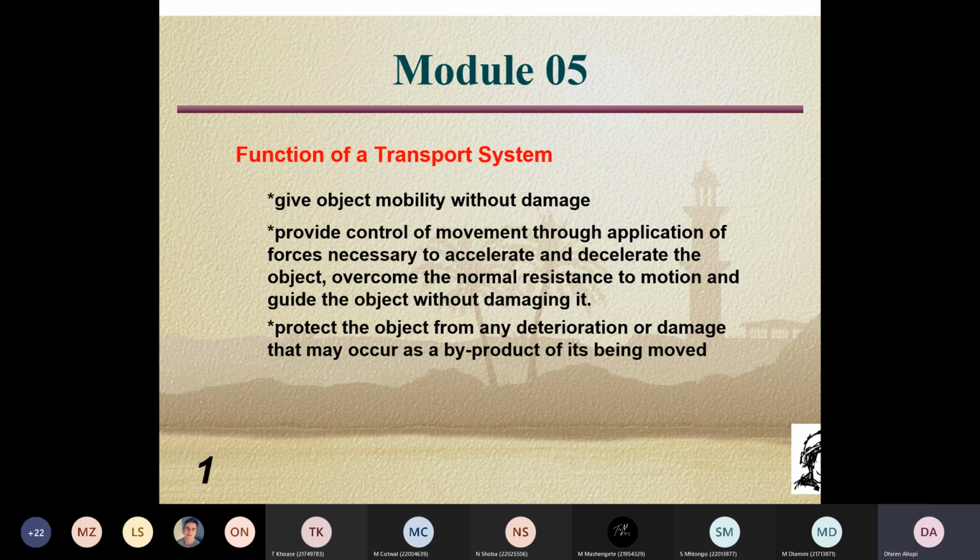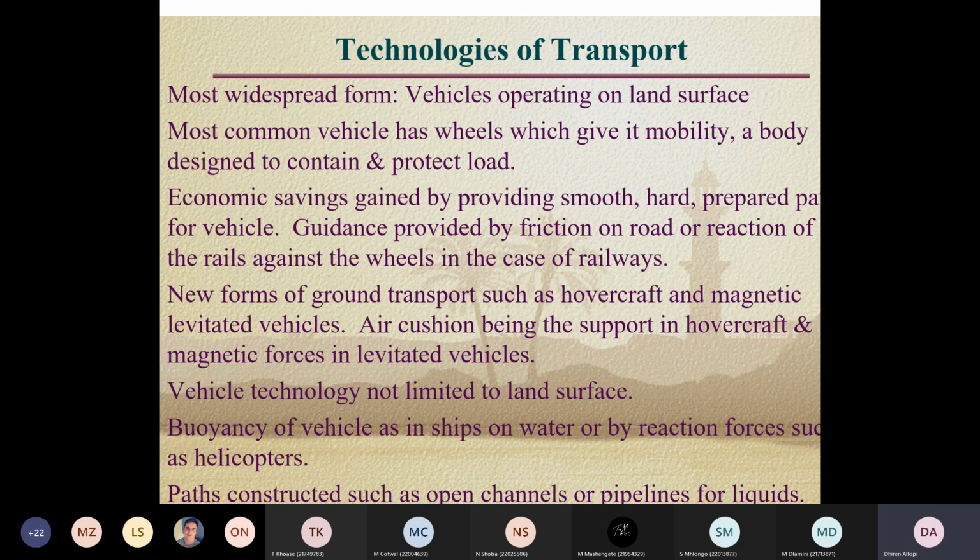So yes, at the end of the day, you want to protect the object from any deterioration or damage. Like I mentioned to you the other day, can you imagine if you were transporting a container full of butter from A to B and you got to point B and you now have your butter in liquid form? That was certainly not the intention, isn't it? So you need to protect the butter, and one of the ways you could do that is by having a proper refrigerated container system.